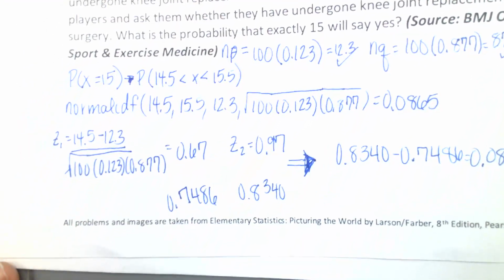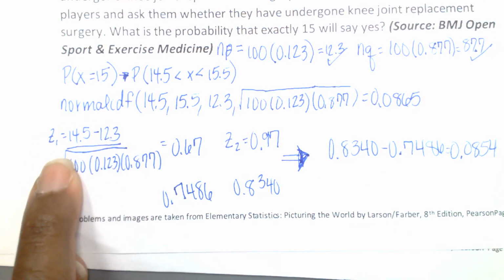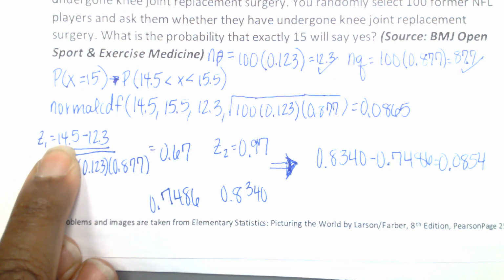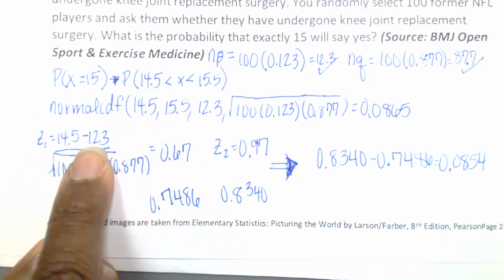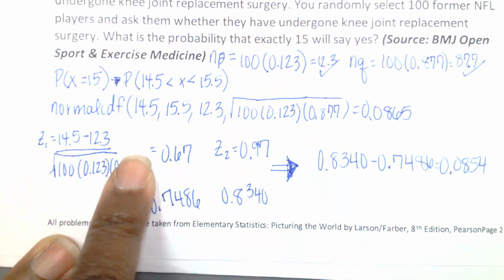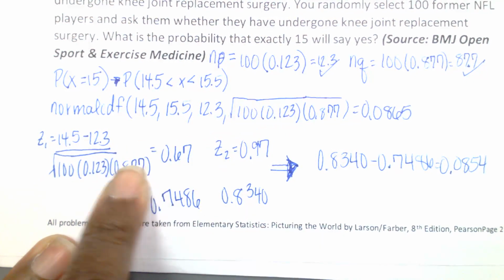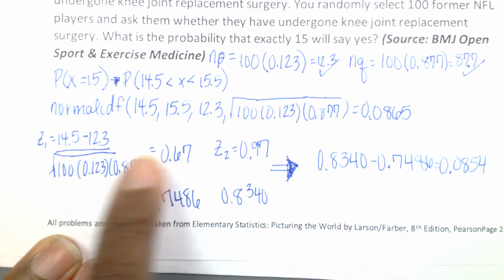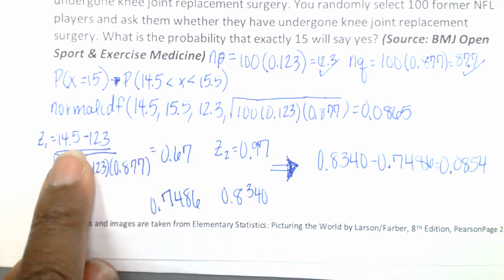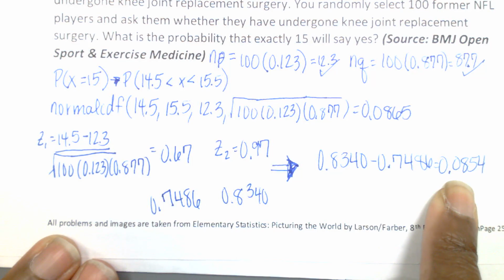If you're using the table, it's x minus the mean over the standard deviation, same thing. So that's our x value minus the mean, divided by the square root of n times p times q, which is our standard deviation. So for the table, we have to use the z1 and the z2. We have to find both z's, for 14.5 and 15.5. Find those areas and subtract.